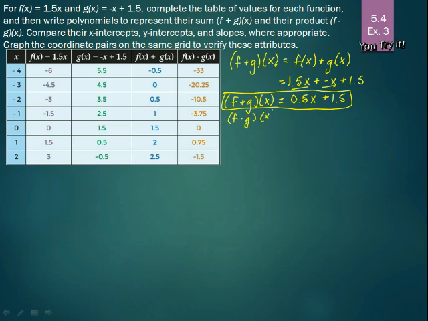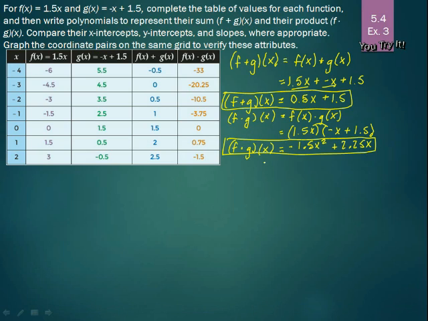Similarly, for the product function, that will be equal to f of x times g of x. I've substituted in for f of x and g of x. Multiplying these, we can distribute. So 1 and 5/10 x times negative x gives us negative 1 and 5/10 x squared, and 1 and 5/10 x times 1 and 5/10 gives us positive 2 and 25/100 x.